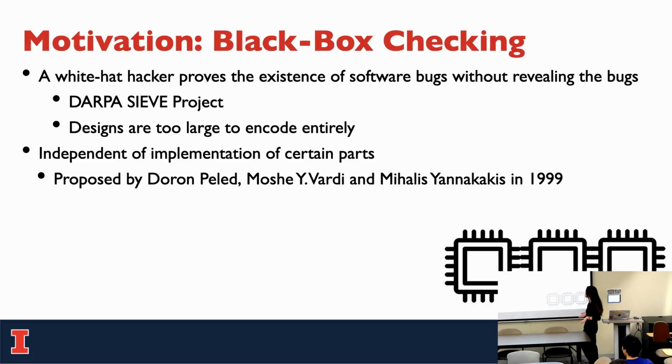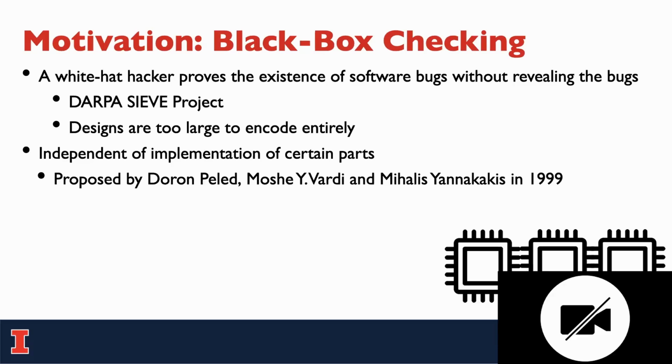The idea is that the behavior of a bug can actually be independent of the implementation of most parts of the software. For example, if I have components A, B, C, D of the software, a lot of times the behavior of the bug is only related to one component. And for B, C, D, we really don't care how they are implemented. That is the idea behind black box checking.